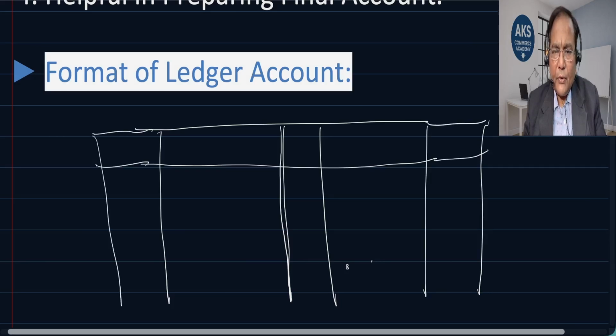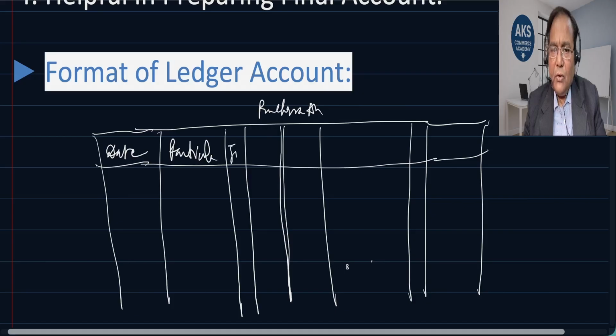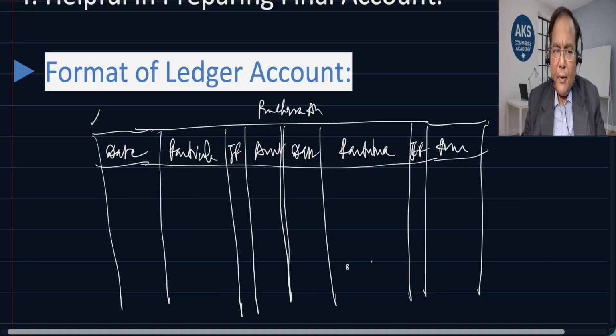So this is your date, particulars, journal folio and amount. Let's say this is the purchase account. Similarly, there will be a sales account. Here we write the date, then the particulars, then the journal folio, then the amount. This side is the debit side, denoted by DR, and this is the credit side, denoted by CR. So this is your credit side.